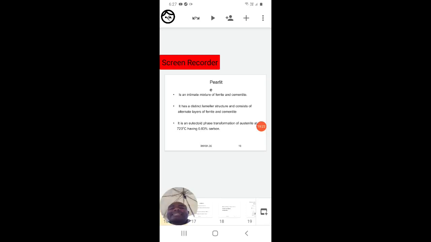So it is an intermediate mixture of ferrite and cementite. It has a distinct lamellar structure and consists of alternate layers of ferrite and cementite. So it is a eutectoid phase.